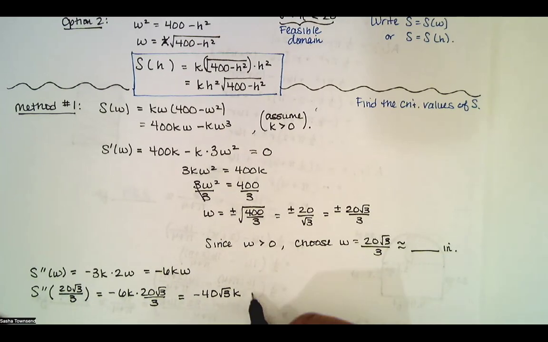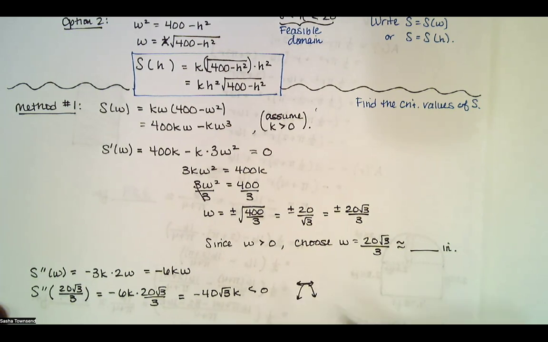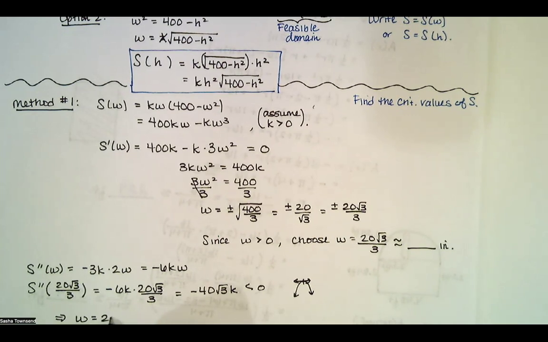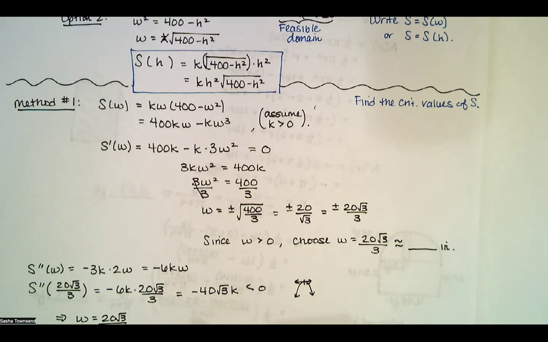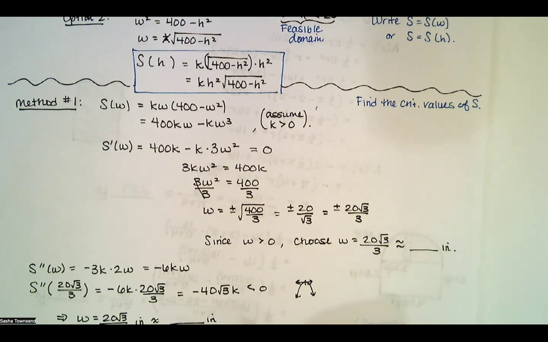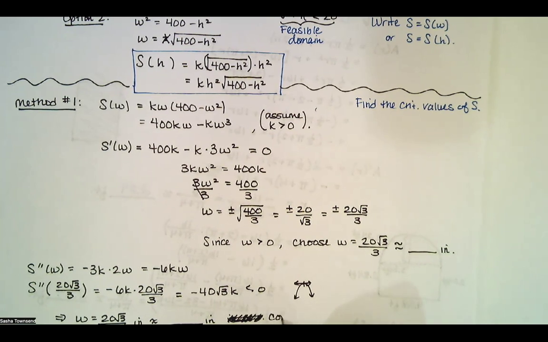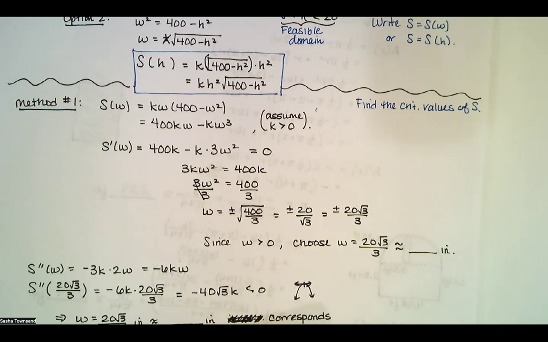Assuming k is positive, that product is going to be negative. So s double prime is negative, which means the graph is concave down. We're at a point where the derivative is 0, so we're at a relative max. That tells us that w equals 20 times the square root of 3 divided by 3 inches, which is approximately some value, and corresponds to a relative maximum of the strength function.